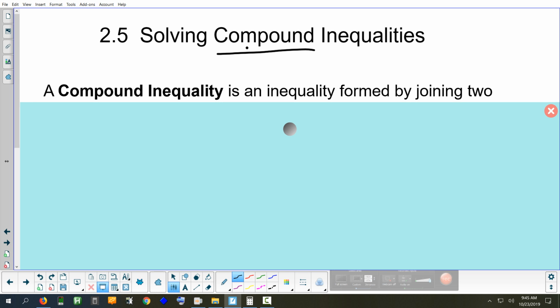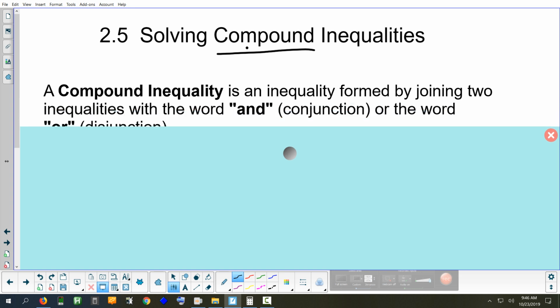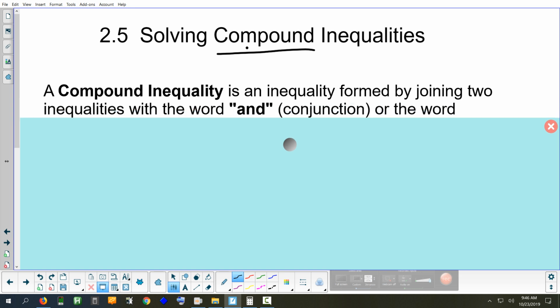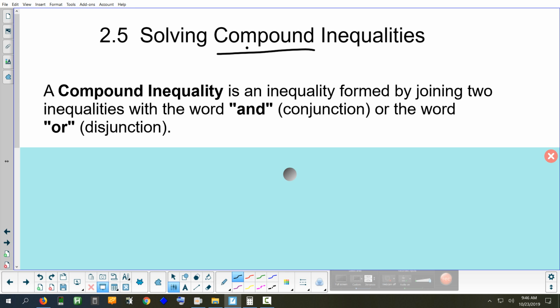Okay, so on your guided notes, it says a blank. In that blank where it's bolded, you want to fill in, a compound inequality. It's like a new problem created or formed by taking two separate inequalities and joining them with either the word and, if you use the word and, we call it a conjunction, or the word or, a disjunction.